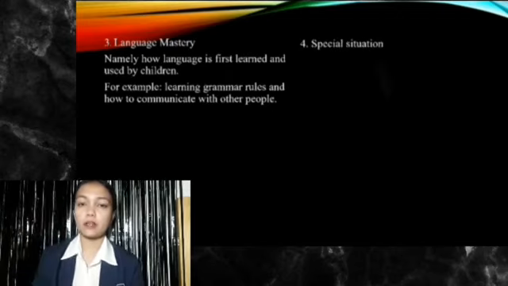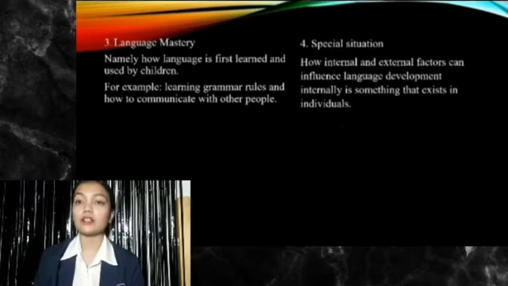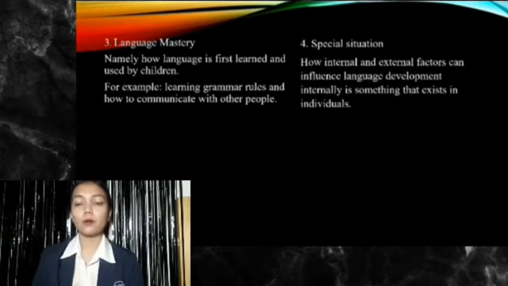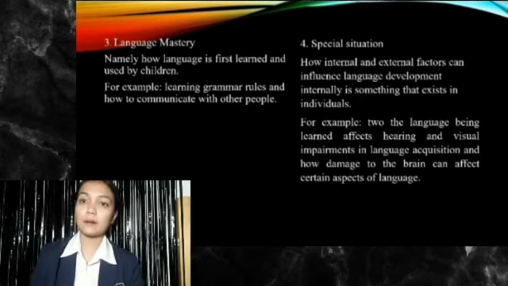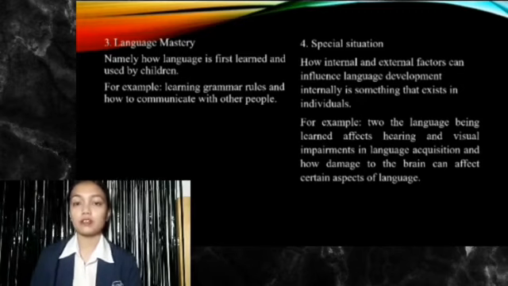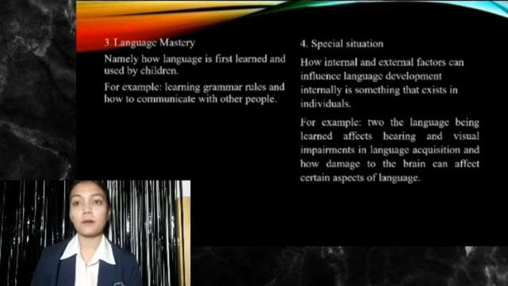Fourth, we have a special situation, namely how internal and external factors can influence language development. Internal factors are things that exist in individuals, and external factors are factors that exist in one's environment, and can also be seen in the example of twin language. For example, two languages being learned, how hearing and visual impairments affect language acquisition, and how damage to the brain can affect certain aspects of language.